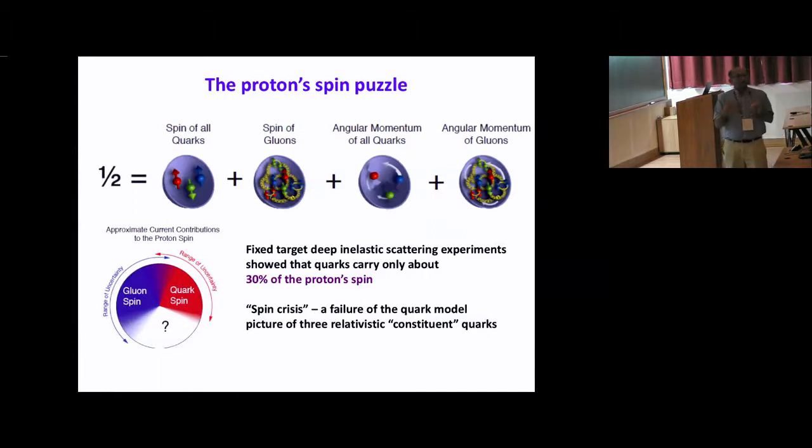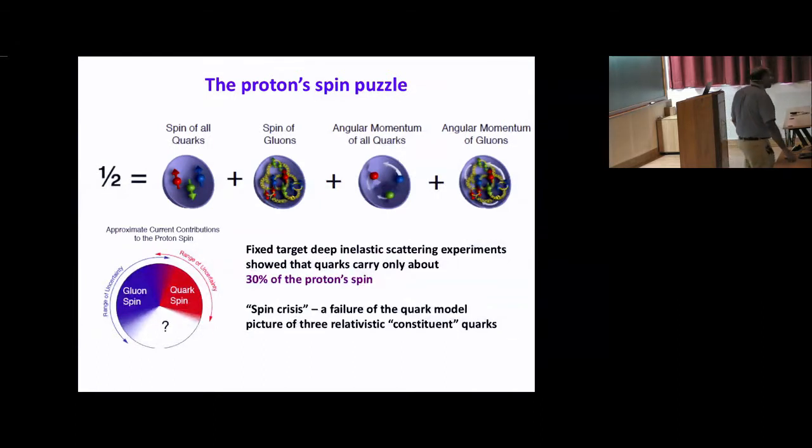So if you say that the proton is made up of quarks and gluons, as you claim in your QCD, explain to me how this works, okay? Does anyone know the answer to that? So this was actually an object of investigation for a long time.